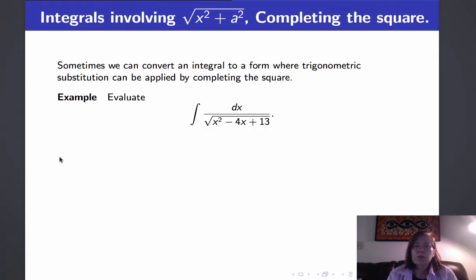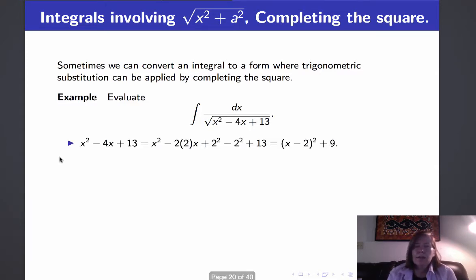This time we're going to look at the same substitution but with an extra little step, which involves completing the square to get our original integral into the proper form. So if we look at this integral, the integral of 1 over the square root of x squared minus 4x plus 13, it doesn't look like the square root of x squared plus a squared, but we can complete the square in that quadratic and make it look very, very similar, so that with a simple substitution we can convert it to the form the square root of u squared plus a squared.